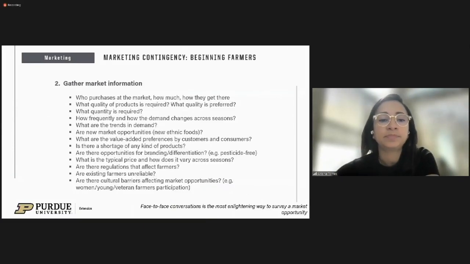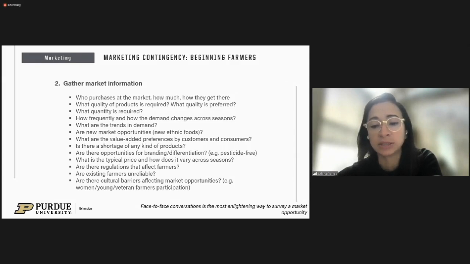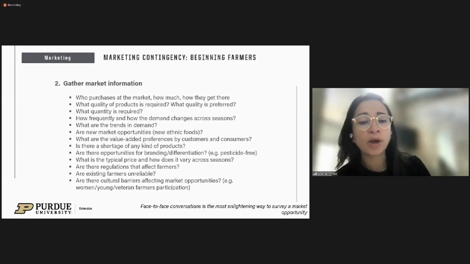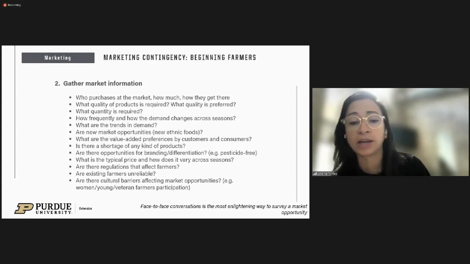Next slide, please. So what is the information? Let's say you want to start understanding what your markets are like. First, who is purchasing at that market? If you're trying to sell to a retailer, it's very much worth it to go and look around and see who is buying from them, because these are your market segments. How much do they buy and how do they get there? What is the quality of products that you need, the presentation, the packaging, the label, and also what are the customers wanting? What quantity is required? You can ask retailers, do they want packages of 100 pounds? Do they want smaller packages, kind of bulk, or more like retail?